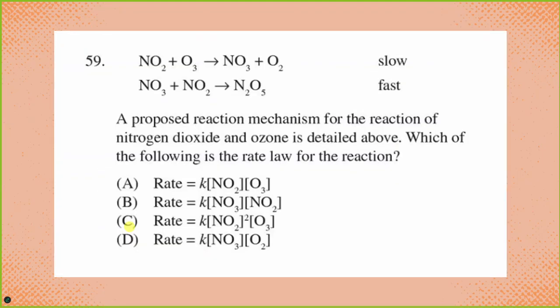Oh, a mechanism. Proposed mechanism for the reaction, which of the following is the rate law? Okay, so the slow step is the first step. That's the rate determining step. So all you have to do is look at the reactants and their molecularity. We have one NO2 and one ozone here, so each one should be first order.